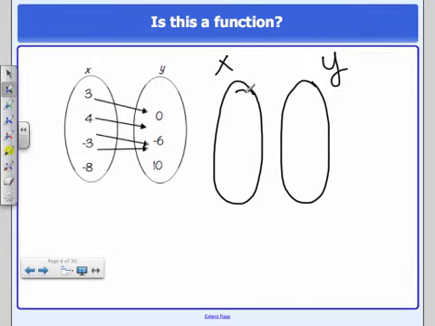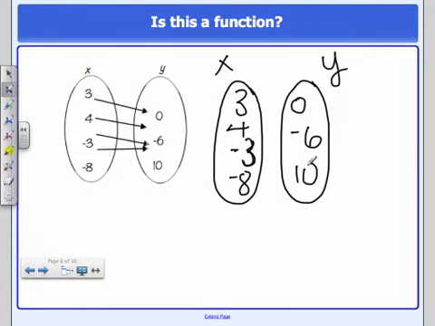So our set of inputs are 3, 4, -3, and -8. Now I'm sorry, it printed off weird, so I just want to go over with you what it really should look like. So you got 0 here, -6 here, and 10 here. So what this is saying is that the 3 is mapped to the 0, the 4 is mapped to the -6, the -3 is mapped to the 10, and the -8 is also mapped to the 10.